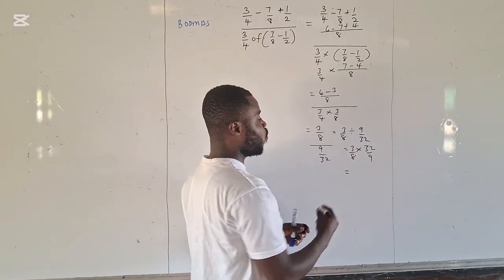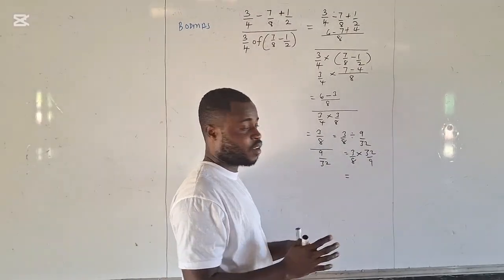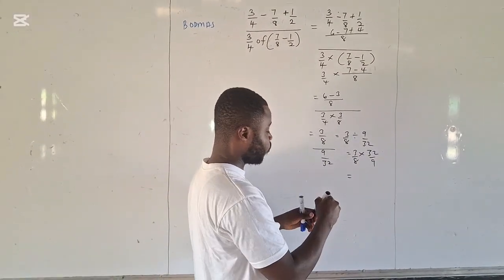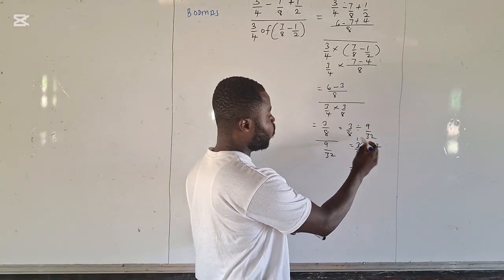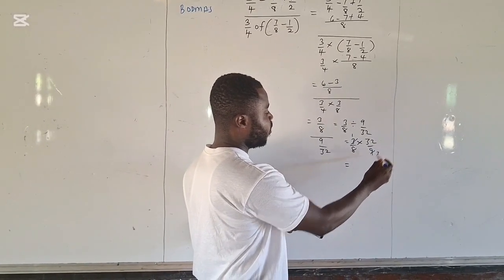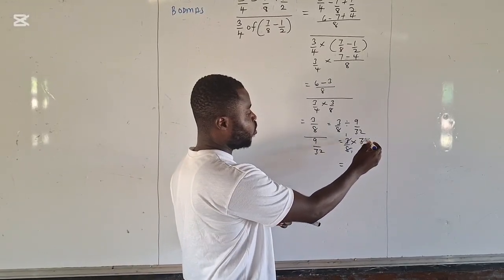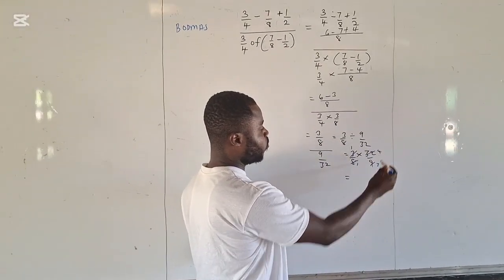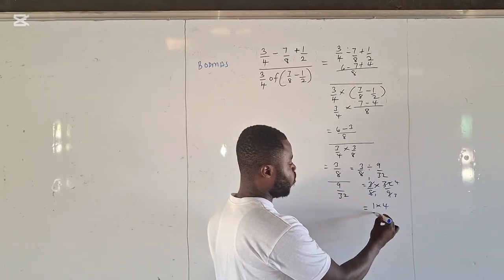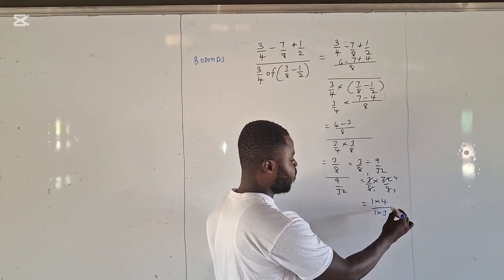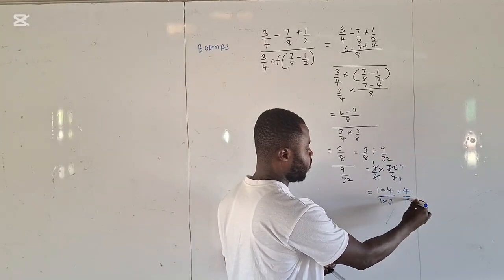The question is, can we cross divide any of these numbers to make it easier? Yes. 3 can cancel itself, 1 can cancel here, 3. Now 8 can divide itself, 1. It will go here, 4. Now what do we have? We have 1 times 4 all over 1 times 3. 1 times 4 is 4. 1 times 3 is 3.